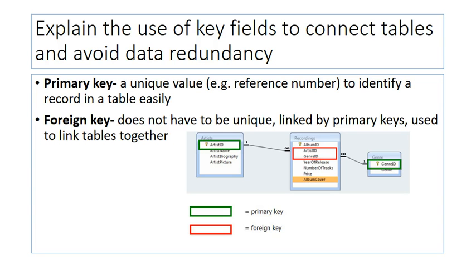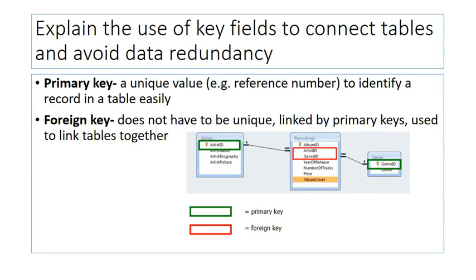So, you need to make sure we know the terminology for two different keys. So first of all, primary key, which is a unique value to identify a record in a table easily, and a foreign key. Foreign keys don't have to be unique, and they're linked by primary keys using the tables linked together. So you can see, for example, here that we have got three different tables which are linked together.